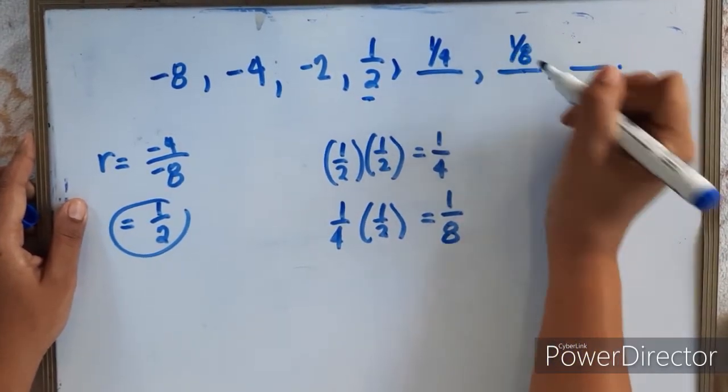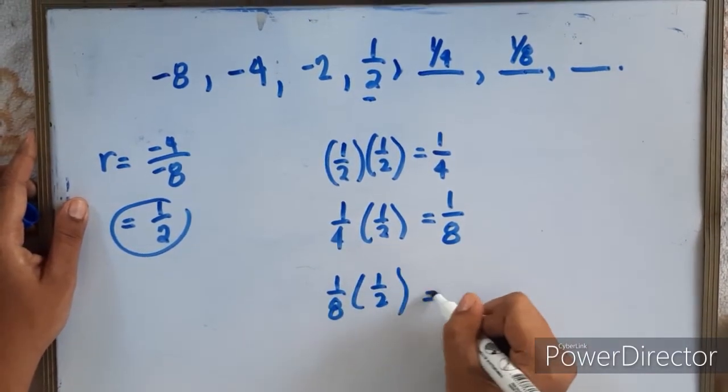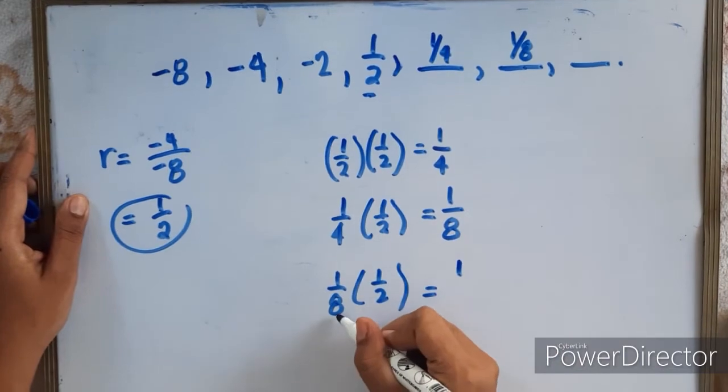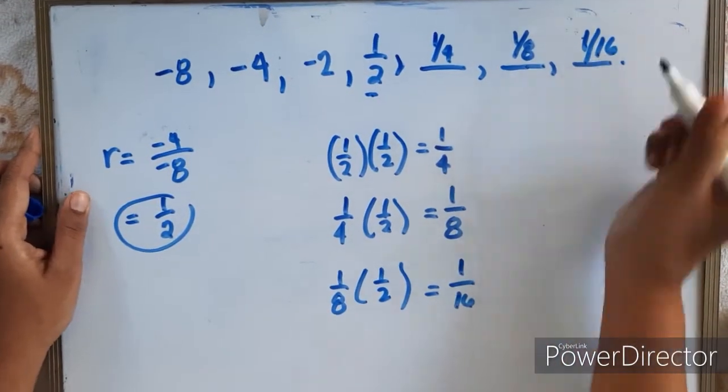Then 1/8 now multiplied by the common ratio 1 half. That is 1 times 1 is 1. 8 times 2 is 16. So that's it. That is 1/16.